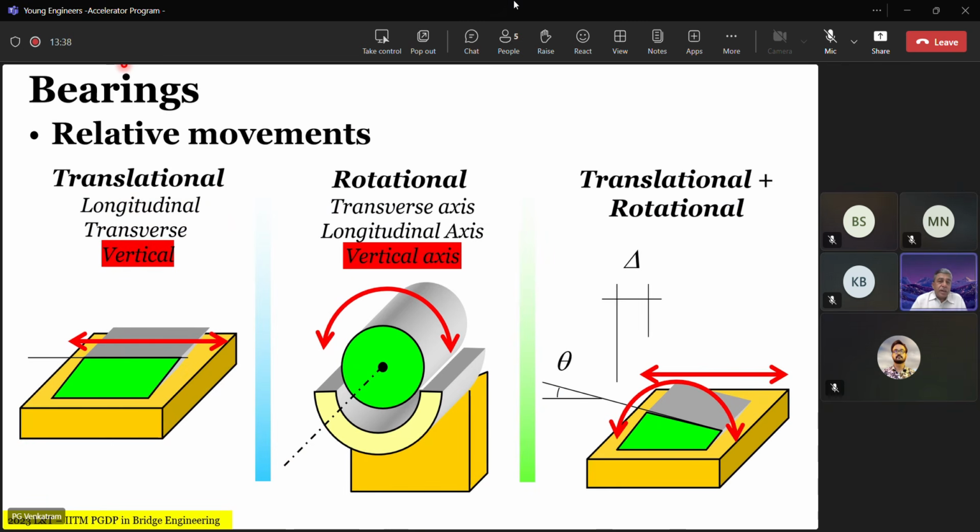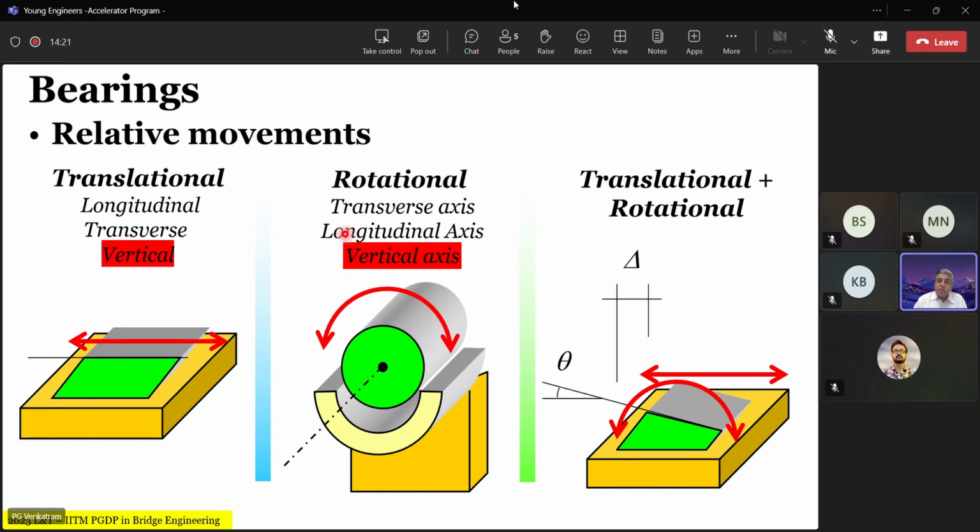Now, there is certain nomenclature that we use when we talk about this relative movement. One is the translational movement. Translational movement means movement along a particular direction, and that can be longitudinal, transverse, and in certain cases vertical. Vertical has been highlighted to say that it is not always the case, but under certain circumstances, vertical displacement or translation also takes place. Translation does not necessarily mean horizontal direction.